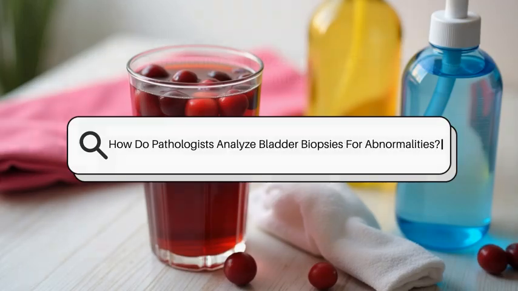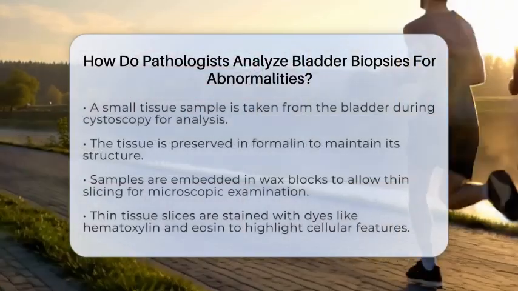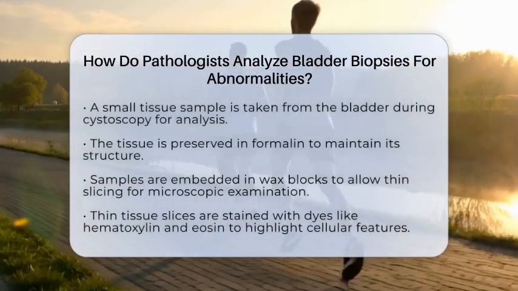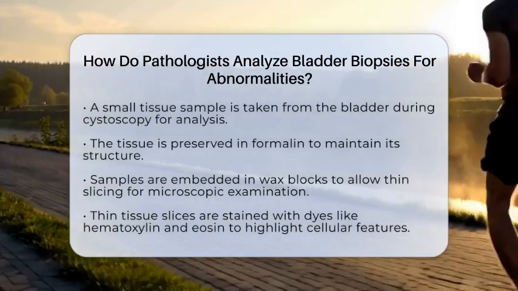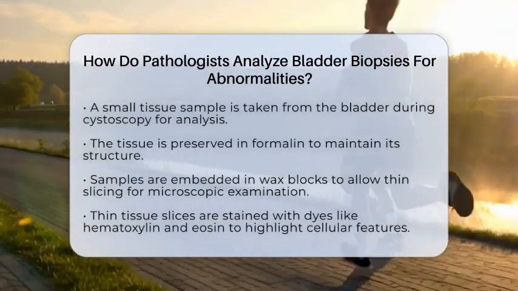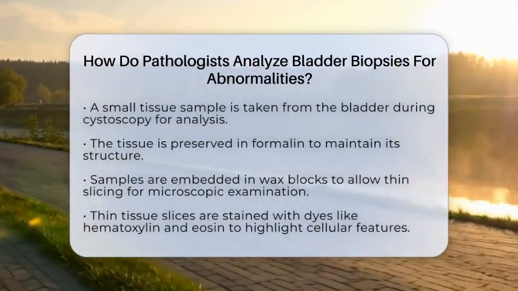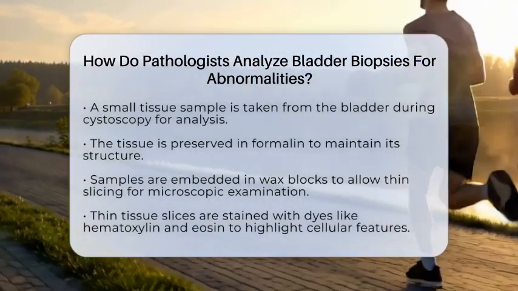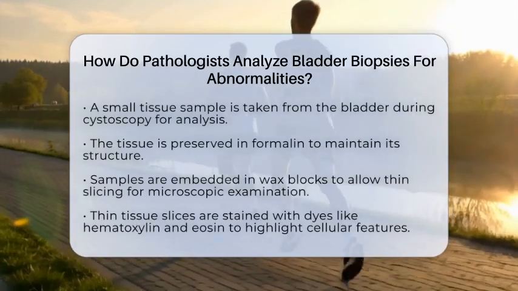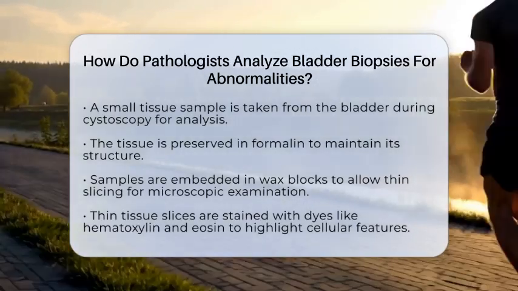How do pathologists analyze bladder biopsies for abnormalities? Imagine a tiny piece of tissue taken from the bladder during a procedure called a cystoscopy. This small sample is the starting point for a detailed process that helps doctors understand what's happening inside the bladder.